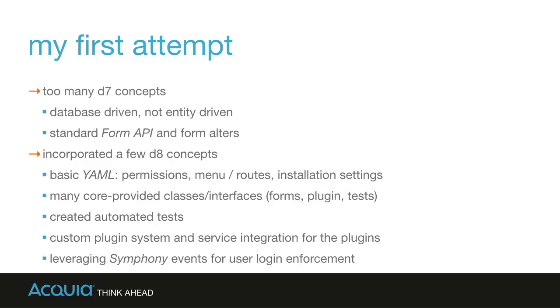Well, I did a lot of simple YAML stuff. I looked at permissions and menus and routes, installation settings, things like that, because you have to do that, right? Those are the replacements for things that are in D7. I also looked at and leveraged many of the core provided classes and interfaces around forms and the plugins, as we talked about, automated tests. So I was able to take advantage of some of that. There was some good documentation online, and so I rolled that into my first attempt.